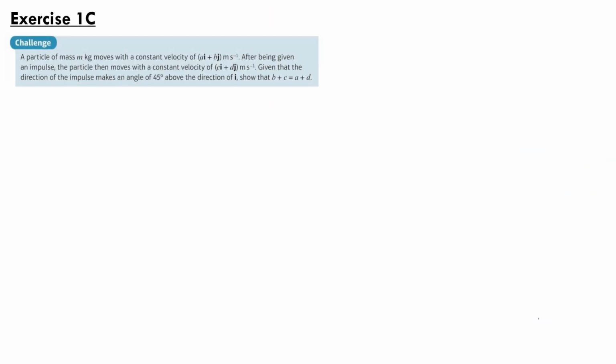And our next question is from exercise 1C. A particle of mass m kilograms moves with a constant velocity of ai plus bj meters per second. After being given an impulse, the particle then moves with a constant velocity of ci plus dj meters per second. So our initial velocity is going to be ai plus bj, and then the final velocity is ci plus dj.